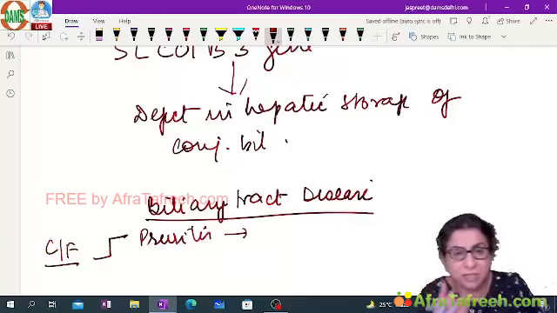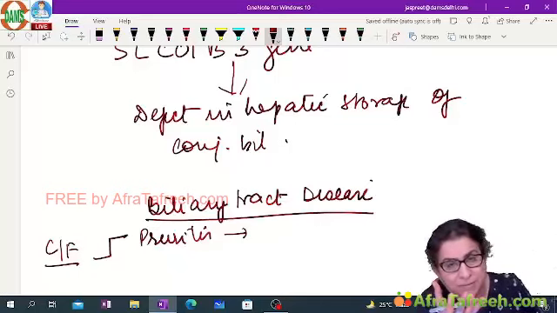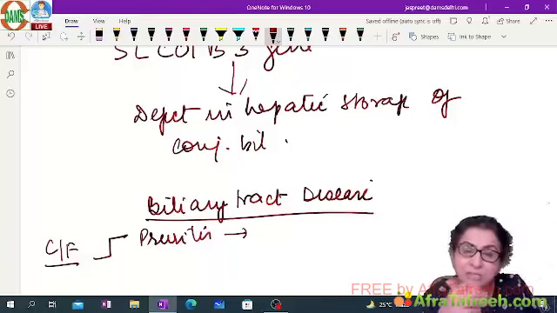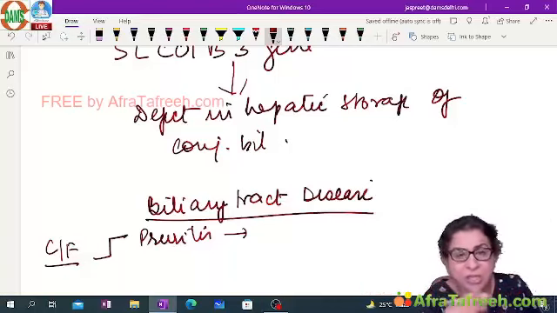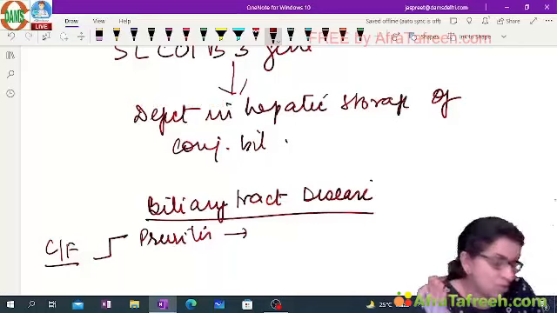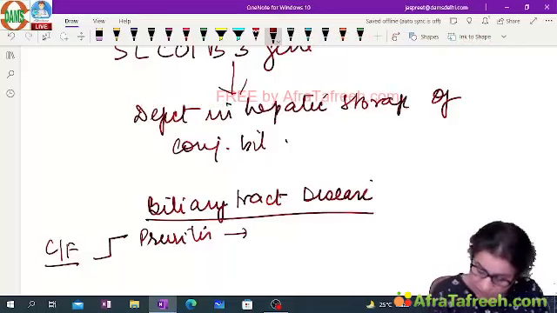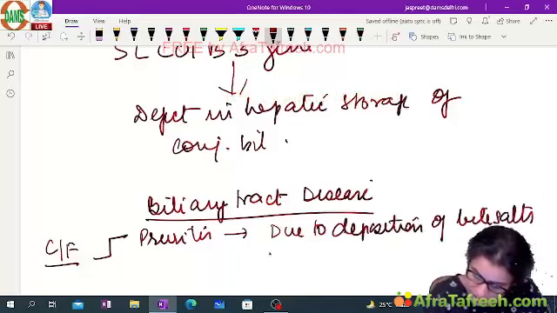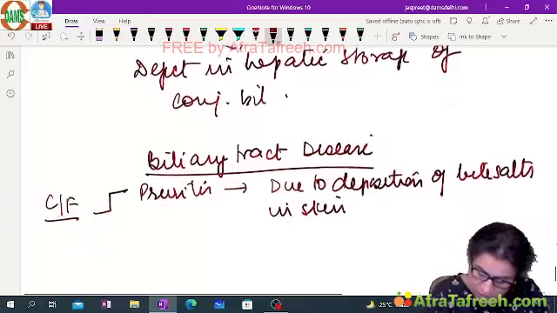Why pruritus? Biliary tract disease will produce an obstruction to the flow of bile. Since there is obstruction to the flow of bile, bile salts, bile pigments, and conjugated bilirubin cannot reach the intestine and pass out in the stools. So the levels of bile salts in the blood will rise, and these bile salts will deposit in the skin, causing pruritus.